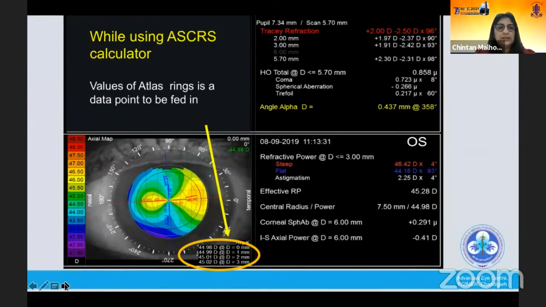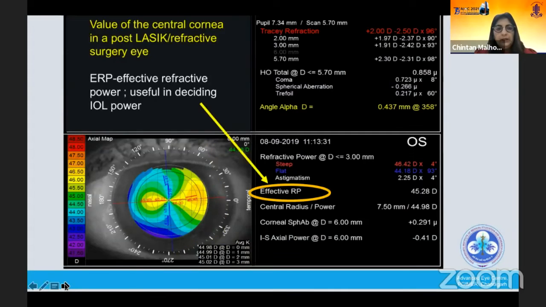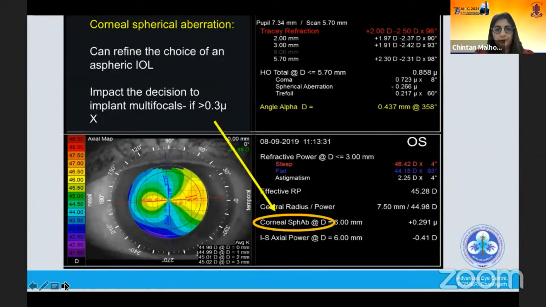So coming back to the Chang analysis, the other information it gives us, the one pointed at the bottom of the screen, is that while using the IOL calculator, the value of the atlas rings is sometimes a data point which is to be fed in. And this is given right at the bottom of the screen, and from here we can acquire these values. The second is the effective refractive power. Sometimes in cases of post-LASIK and post-refractive surgery eyes, this is the value we have to feed into the calculating formulas. And this again is given here.